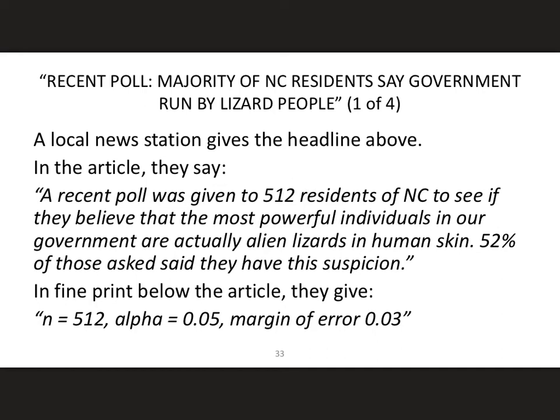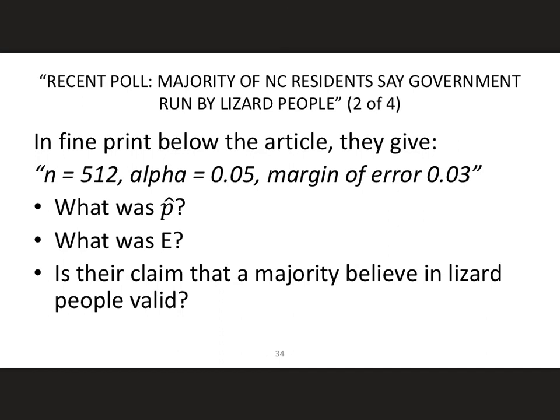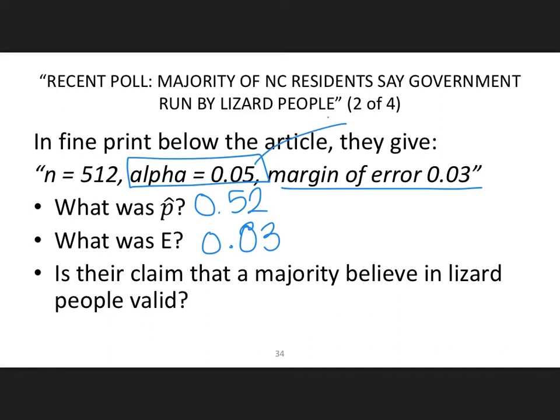So if you're asked what is P hat from that, it did tell you in the problem that 52% said that they had a suspicion. So P hat is 0.52. What is our E? Our E is given. It says the margin of error is 0.03. If you're given alpha of 0.05, then that means the confidence level is 95%.